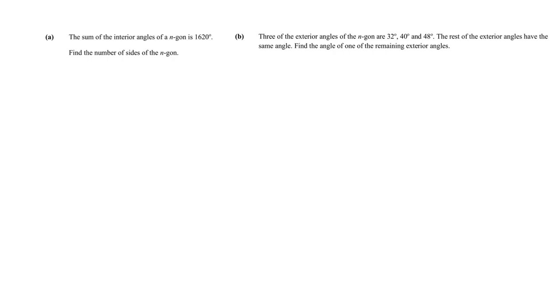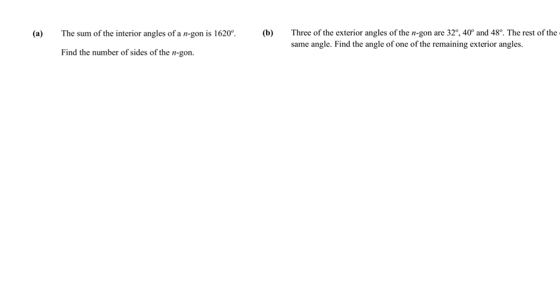First part, we are given that the sum of the interior angles of this n-gon, n number of sides, is 1620 degrees. Find the number of sides. And part B, three of the exterior angles are given, while the rest have the same angle. Find the angle of the remaining exterior angle. So let's focus on the first part first.